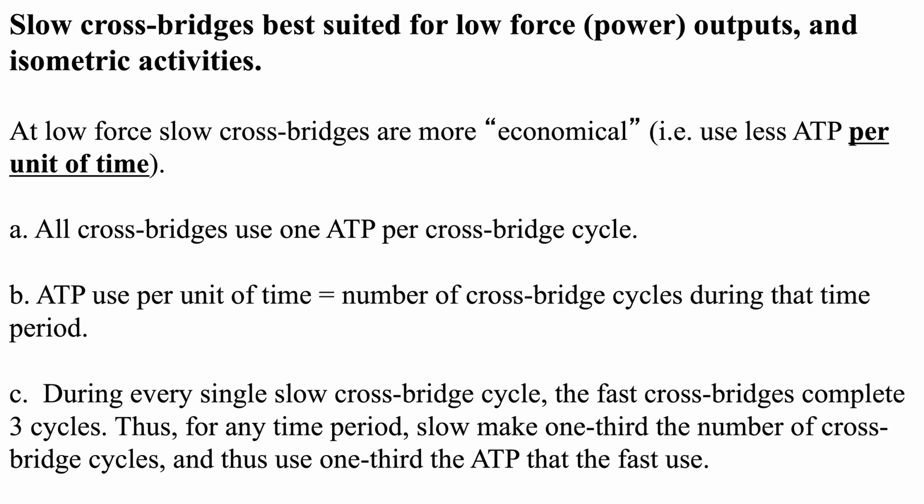Remember, 3 times as fast. Thus, for any time period, slow myosins make 1/3 the number of cross bridge cycles. Thus, they use 1/3 the ATP that fast myosins use. So you could use the word economical. I could make the argument there. You make an argument they are more economical than fast myosins because they use less ATP, but not more efficient.